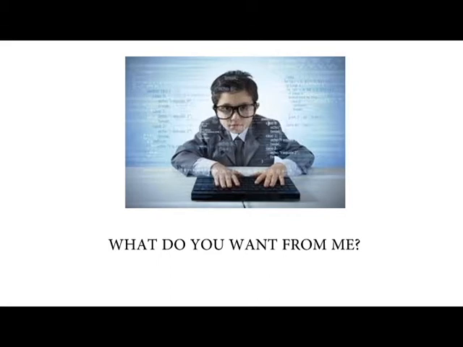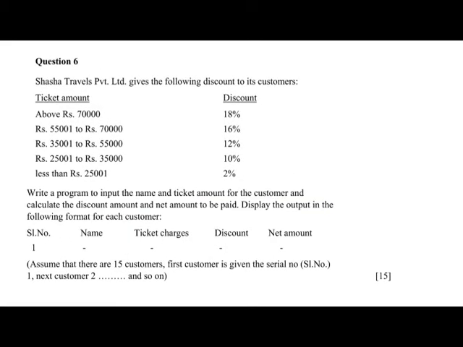Their bookings, the amount of their bookings, the discount they have been given by Shasha Private Limited, and the net amount customers have to pay. And for that, they have called all the young programmers like you to help them. So, what do they want you to do? You have to write a program where you will accept the name and the ticket amount from the customer, calculate the discount and the net amount each customer has to pay, and display everything in the desired format.